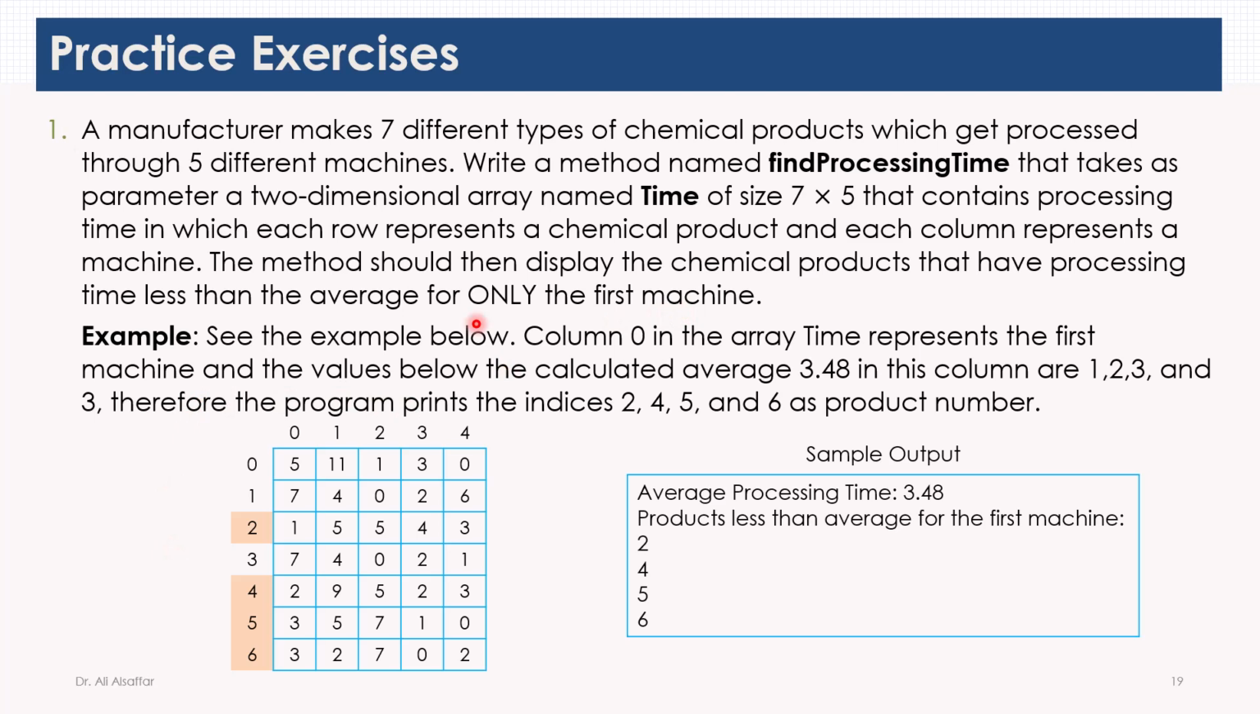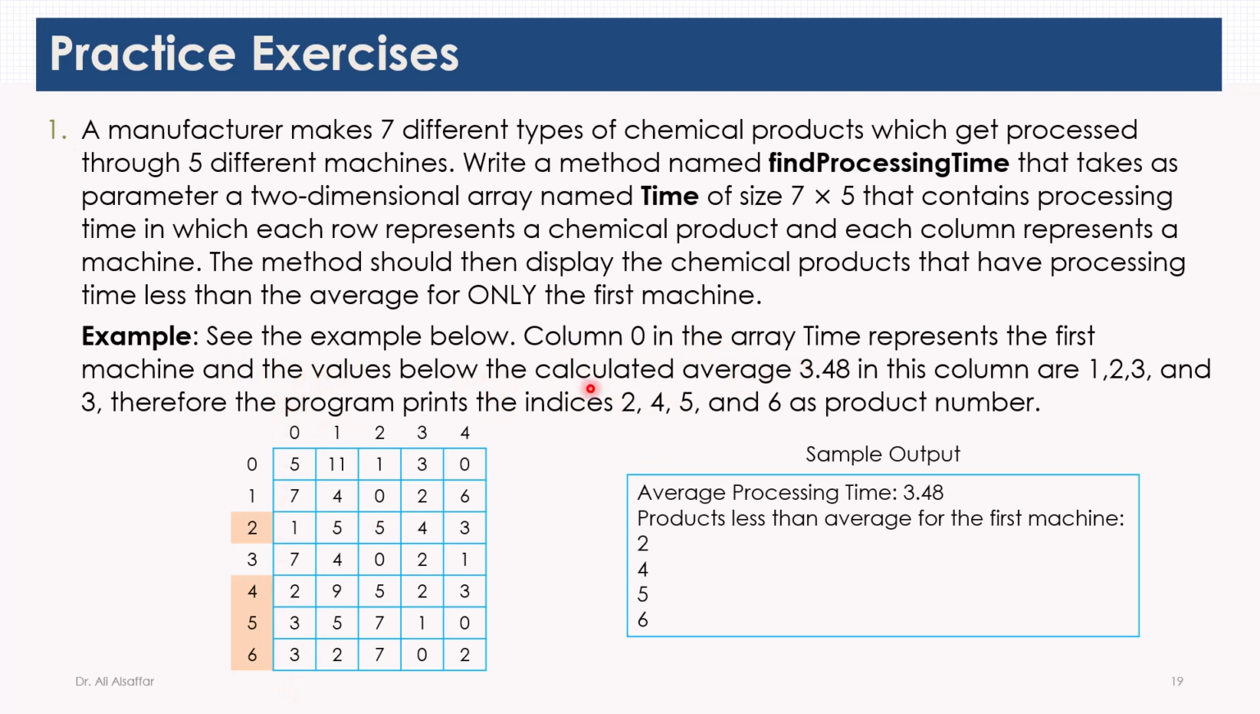What does that mean? It means that you need to find the average of the processing time that all machines take to process all products and compare it with all processing times that the first machine takes to process all products. Any processing time for any product that is less than the average, then we display the product number. In fact, we display the index of this product. So here in this example, column 0 of the array time represents the first machine. So this is column 0.